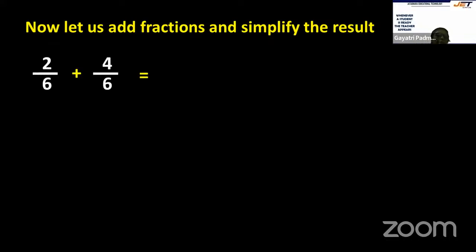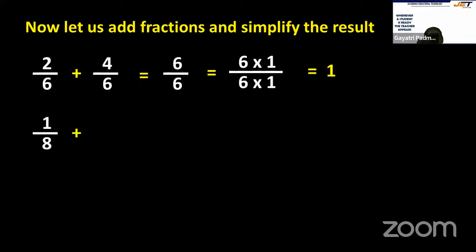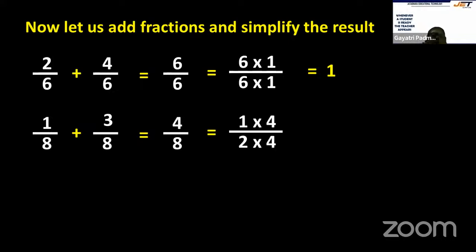Now, let us add fractions and simplify the results. Here you have 2 by 6 plus 4 by 6, which is nothing but 6 by 6. So 6 by 6 is divisible by its own number, so it becomes 6 into 1 by 6 into 1, which is 1. Next, 1 by 8 plus 3 by 8 can be written as 4 by 8. So 4 by 8 means 1 into 4 divided by 2 into 4, because among 4 and 8, 4 is common. So you are just getting rid of this 4. So you get 1 by 2.